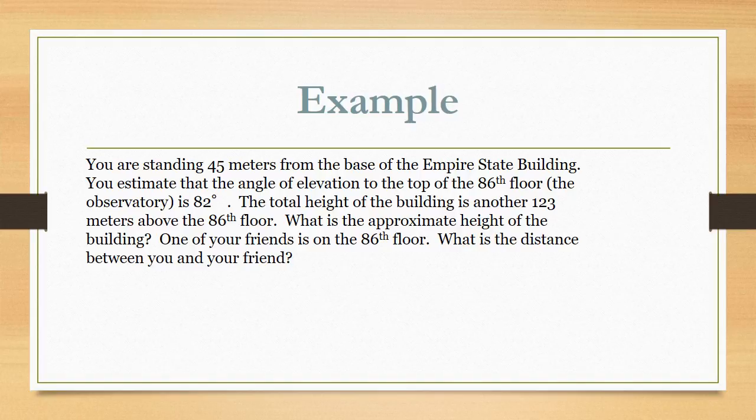So, example: you're standing 45 meters from the base of the Empire State Building. You estimate that the angle of elevation to the top of the 86th floor, which is the observatory, is 82 degrees. The total height of the building is another 123 meters above that. What is the approximate height of the building? One of your friends is on the 86th floor. What is the distance between you and your friend? Okay, I'm going to let you pause and do this, but I strongly suggest you draw a sketch of the situation. So pause the recording, draw your sketch, give it a try, and resume to check your answer.